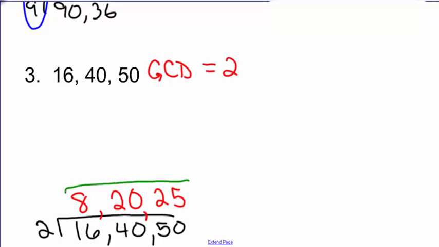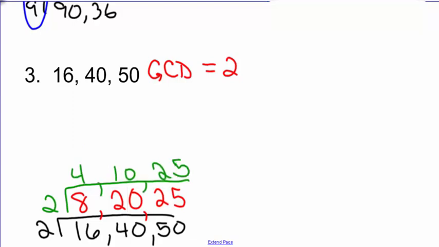Next, I want to keep dividing, and remember, when I have 3 numbers, I look, is there anything in common with 2 of these 3 numbers? And I just look at the 8 and the 20. I know they're both even, so I know 2 will divide into 8 4 times. 2 goes into 20 10 times. 2 does not go into 25, so I bring up my 25.